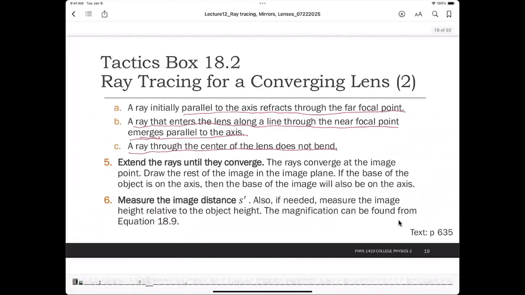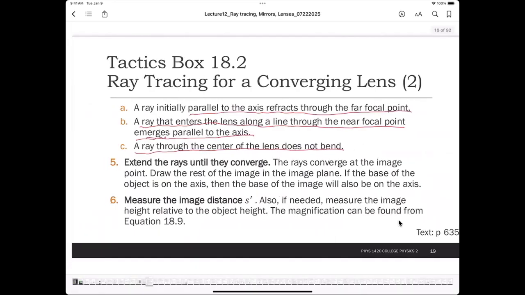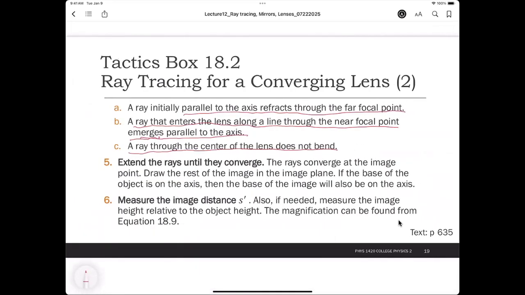Okay, and step five is to extend the rays until they converge. The rays converge at the image point. Draw the rest of the image in the image plane. If the base of the object is on the axis, then the base of the image will also be on the axis. Just extend the rays until they converge. You can see here.